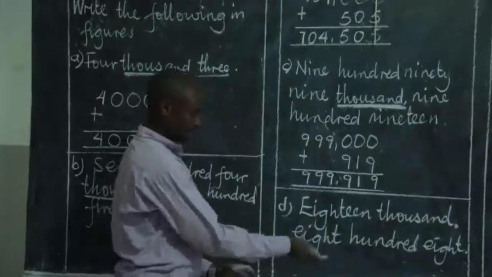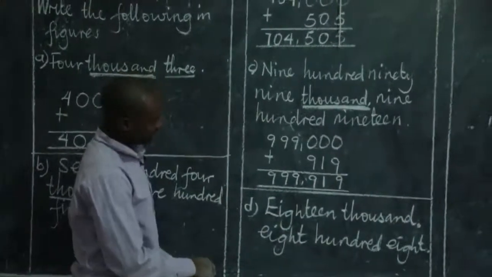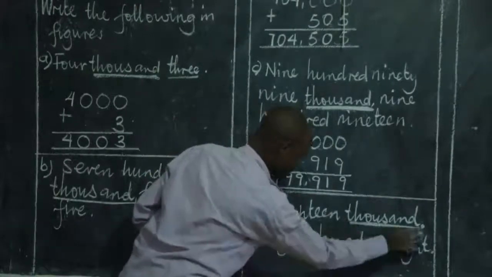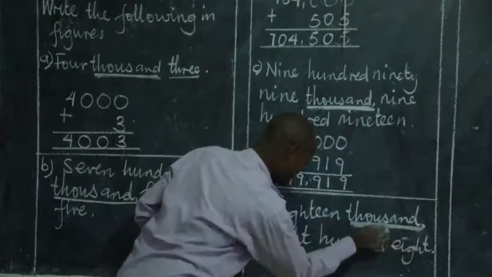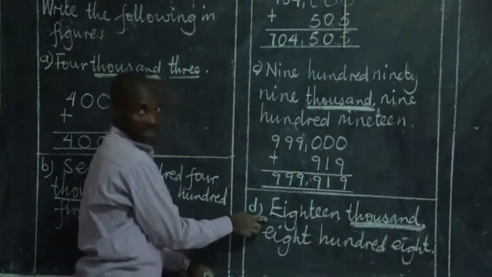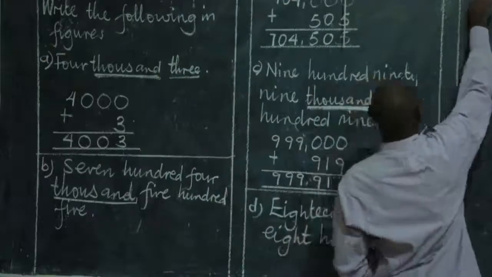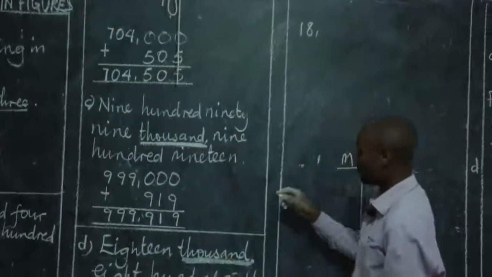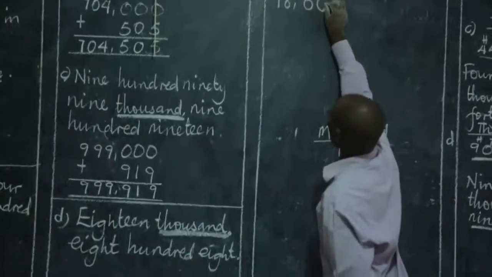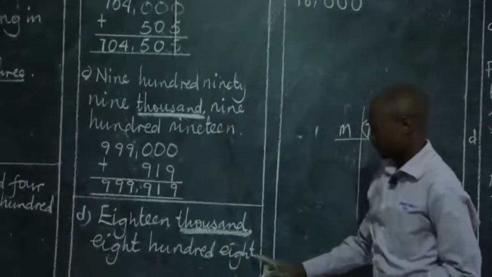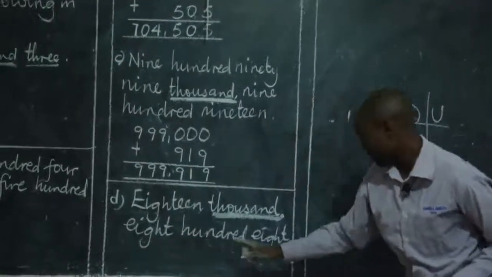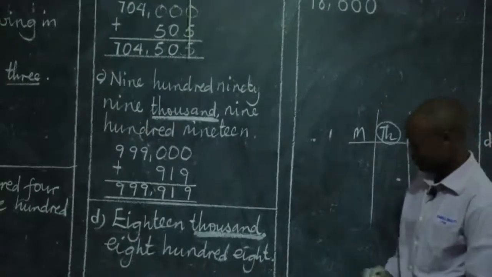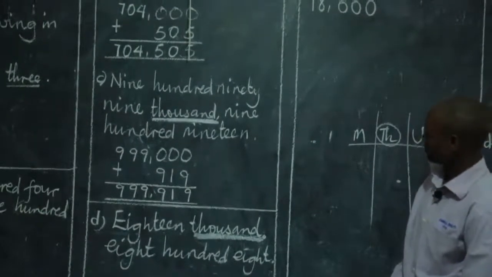I don't see any word like million. Do we have thousands? I can see the word thousand here. Okay. So, which number is in thousands? They have told you 18. So you write 18, comma. Then this word thousand will add there 3 zeros. 1, 2, 3. Okay? So we have 808. How do we write 808? It is 808.